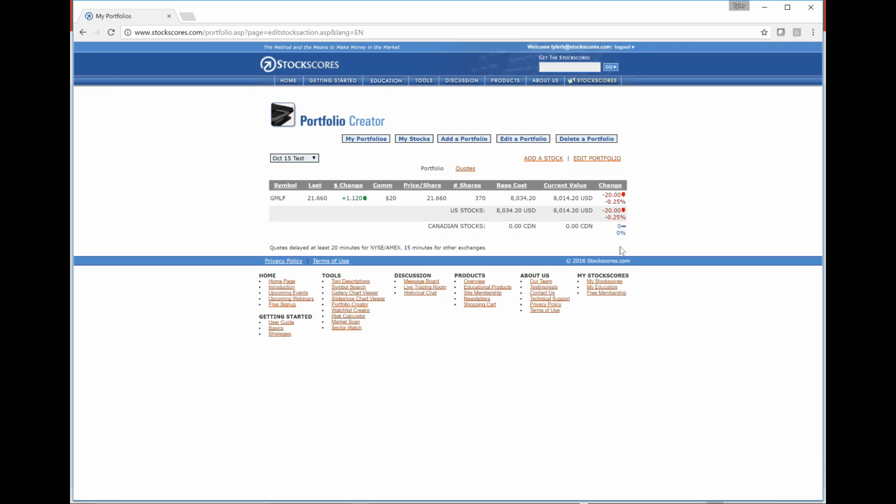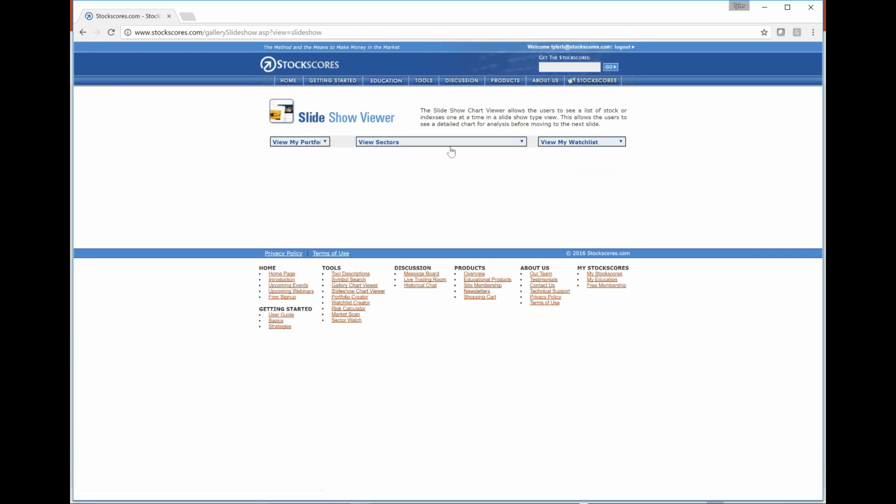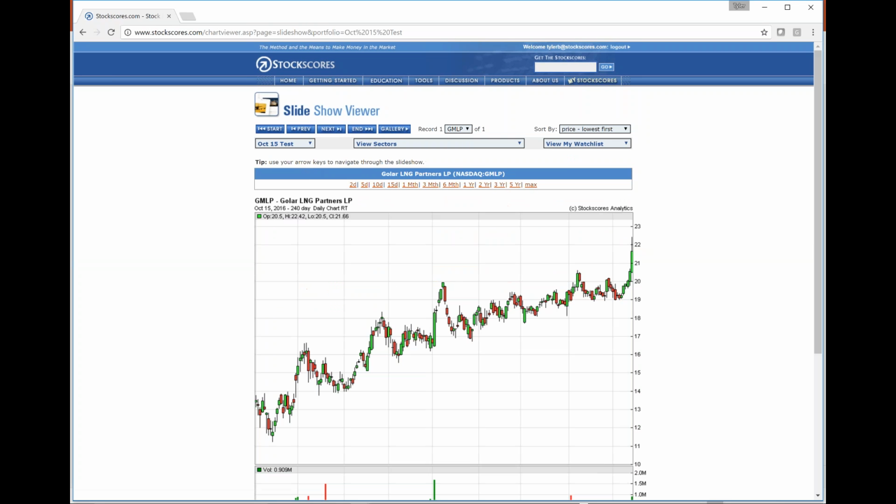So this is a great place to build your little portfolios to monitor. Now, the reason you do that is because it then interfaces with our chart viewers. If I go back to the slideshow chart viewer, I can select a portfolio to view. So I can go into October 15th test, and it shows me that chart now. So I can now keep watching and checking it to make sure that I'm not seeing an exit point or that kind of thing.